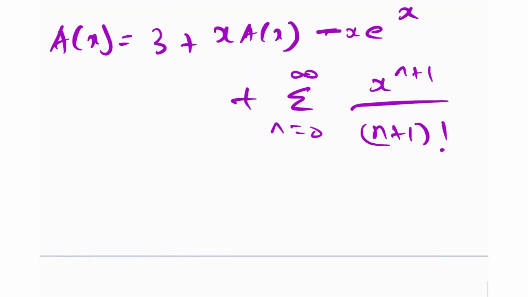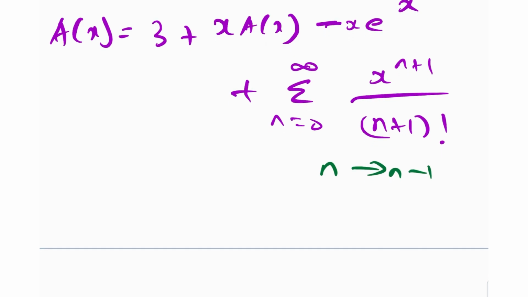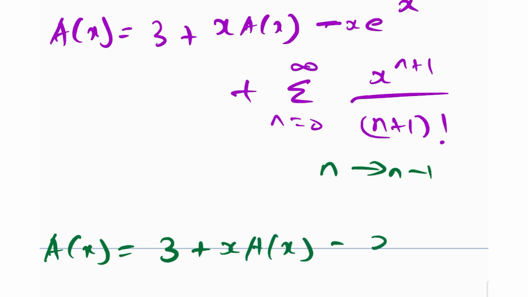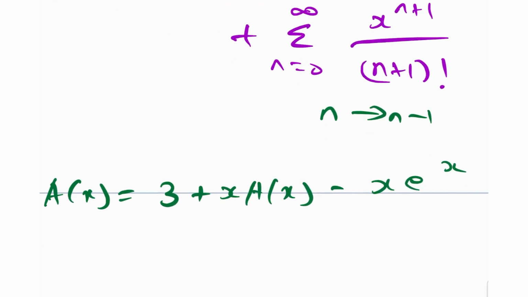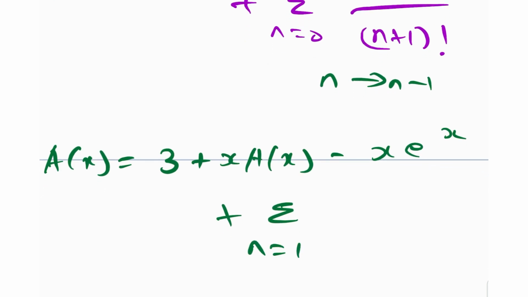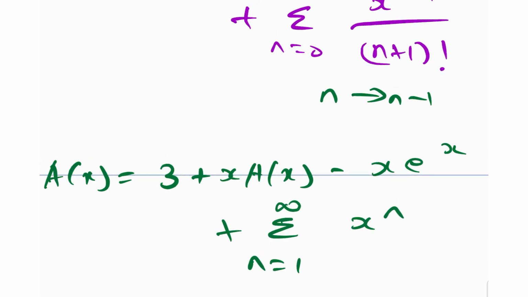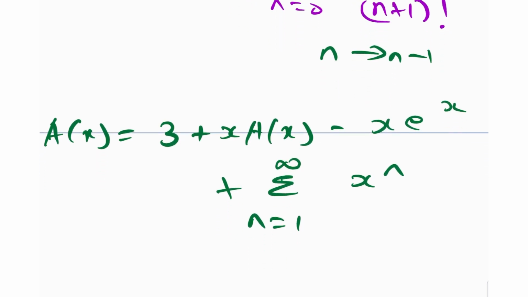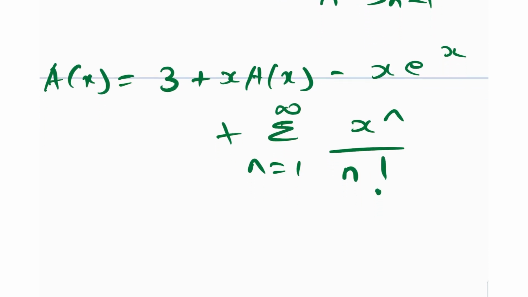Now, again, I'm just going to reindex this last summation, and I'm going to replace n with n minus 1. So A(x) is just 3 plus x times A(x), of course, minus x e to the power x. And when I reindex this, I'll get the summation from n equals 1 to infinity. So this just becomes x to the power n, and replacing all n with n minus 1, this just becomes n factorial. Okay, awesome.